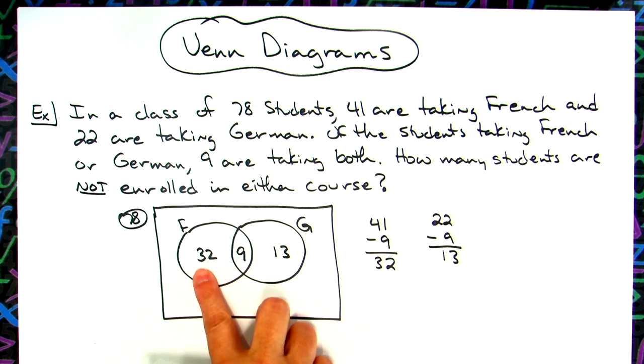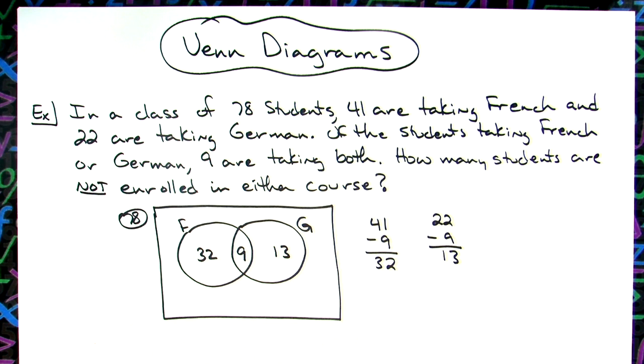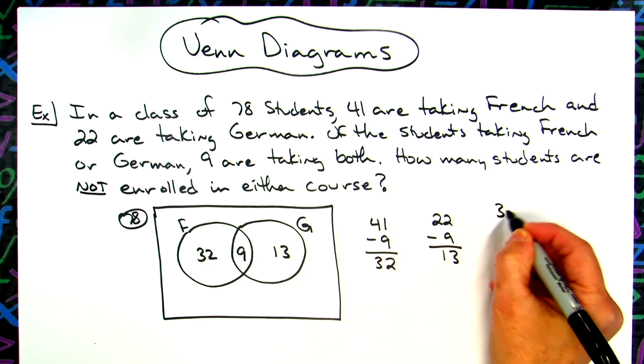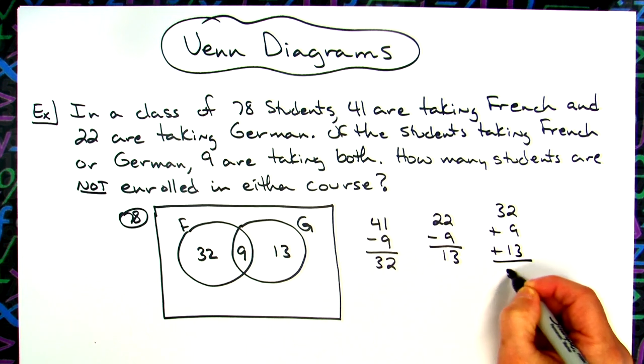So now I just have to add up all of these. So 32 plus 9 plus 13, that's going to be a total of 54. So right here, this total is 54.